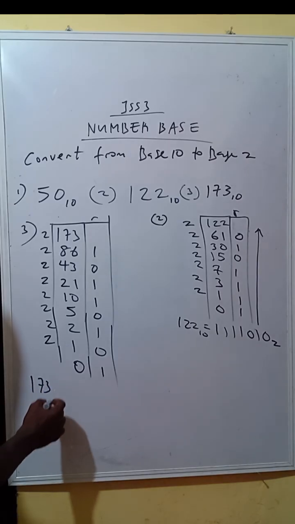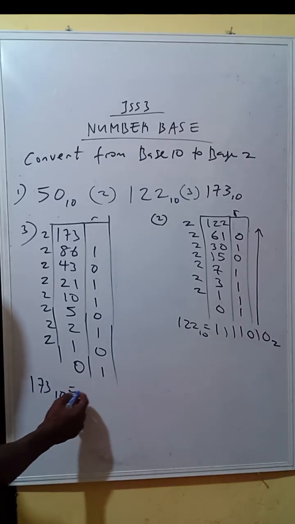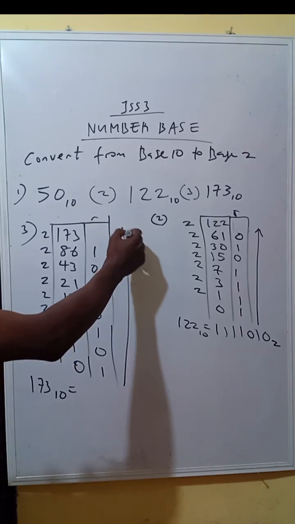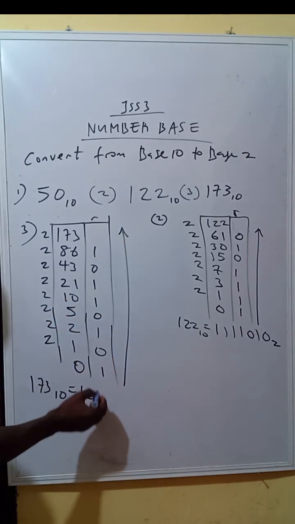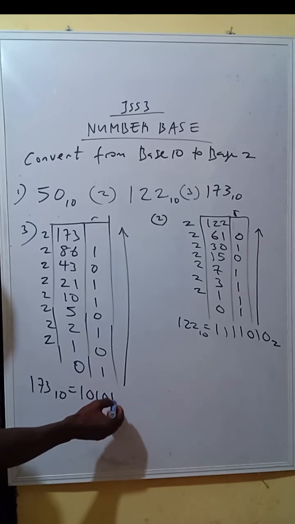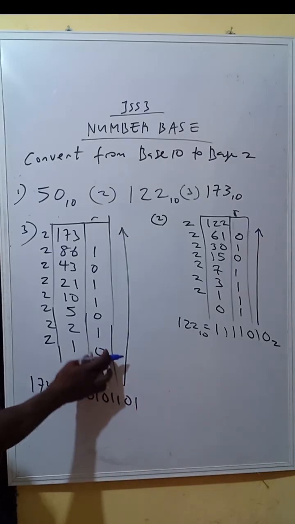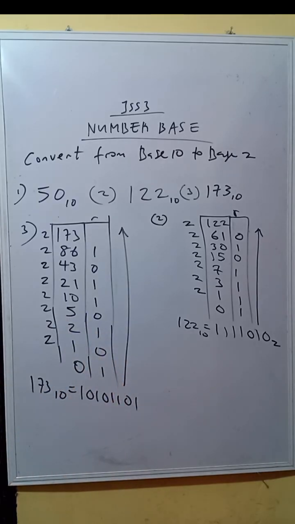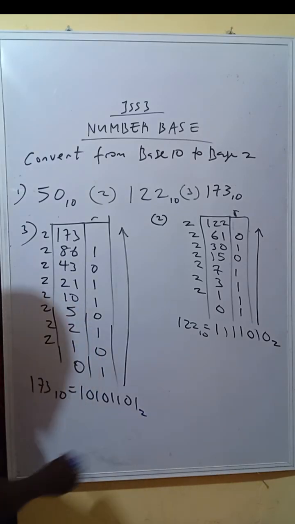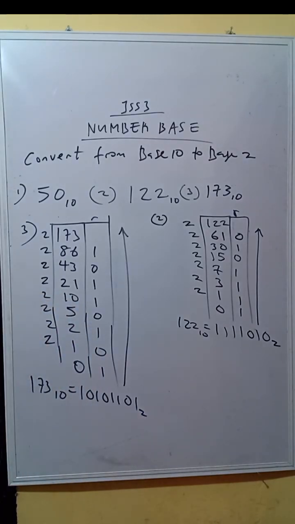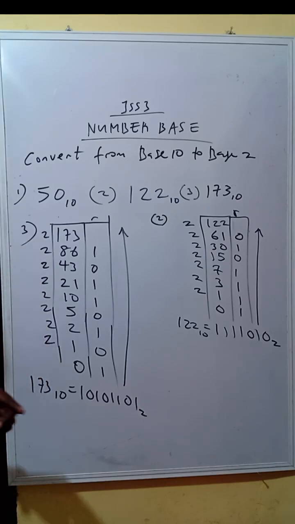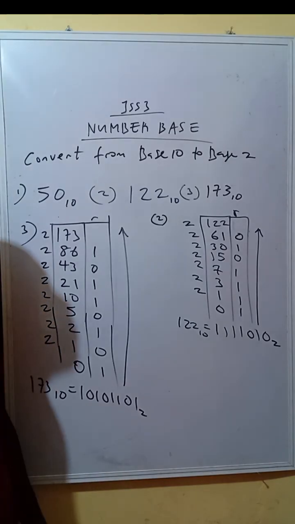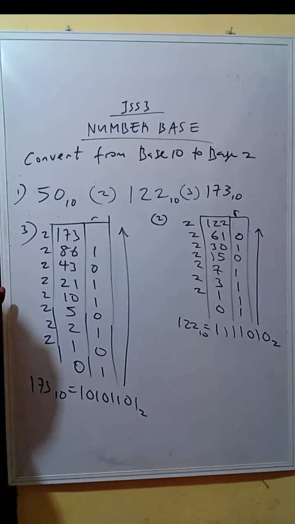173 in base 10, don't forget we're moving from bottom to the top, is 1, 0, 1, 0, 1, 1, 0, 1 in base 2. If you notice, the numbers we are getting in base 2 contain just 0 and 1, because in base 2 you have 2 digits, 0 and 1. So that's how to convert from base 10 to base 2.